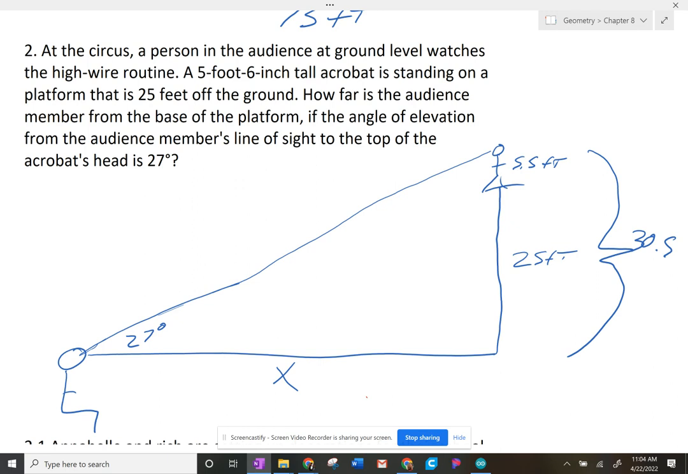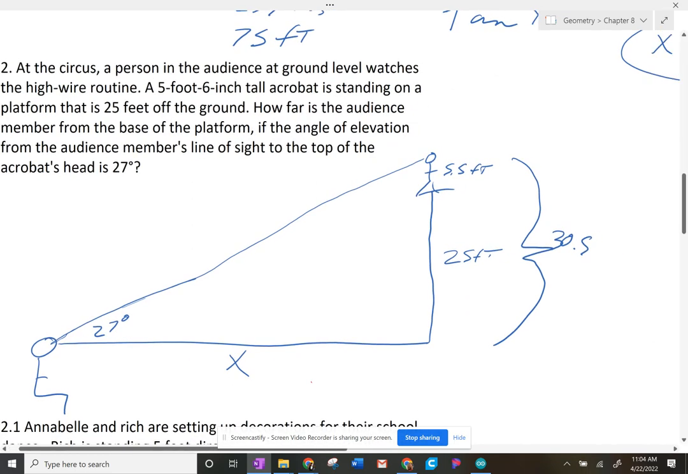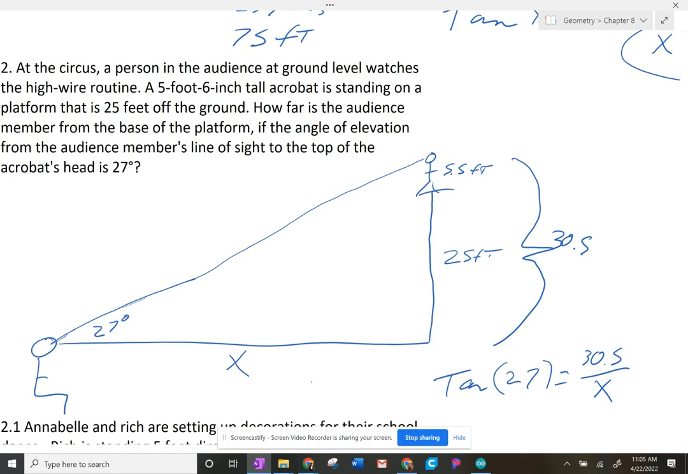Do I have a hypotenuse? If I don't have a hypotenuse, which one does it have to be? Has to be tangent. So as I write it, it'll be tangent of 27 degrees equals my opposite over the adjacent, so 30.5 over x. And now it's just like yesterday when you solved it.